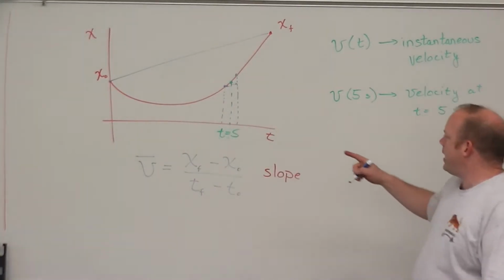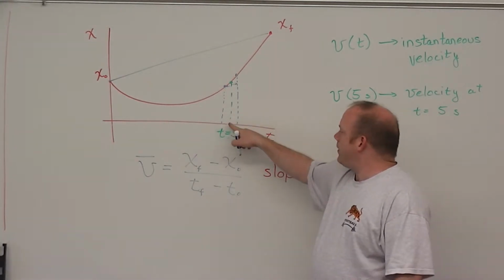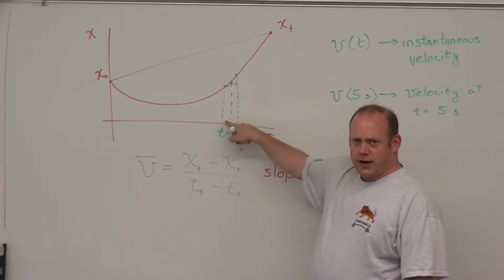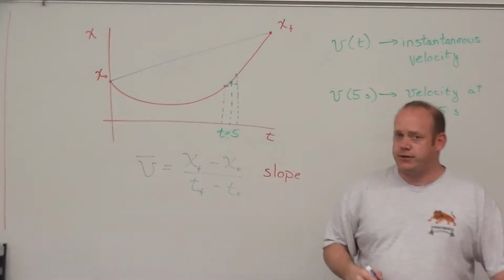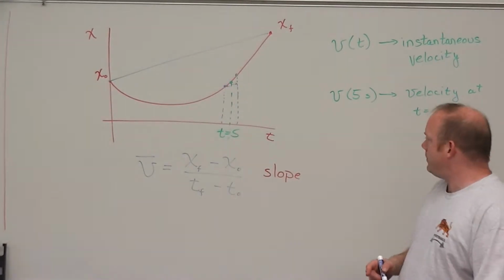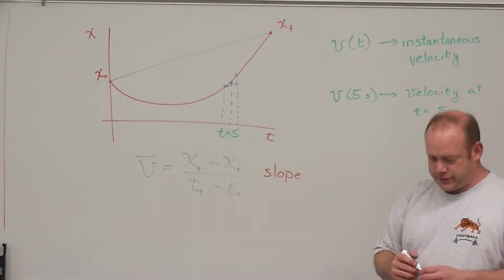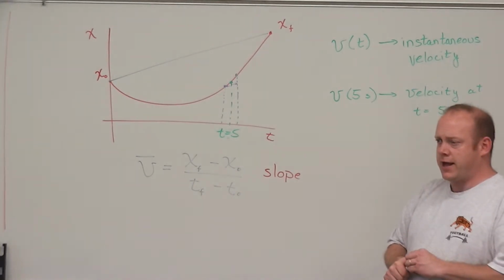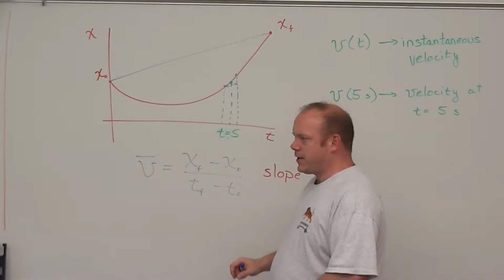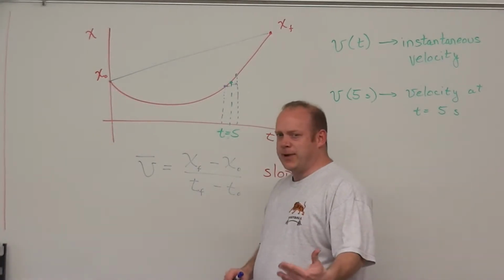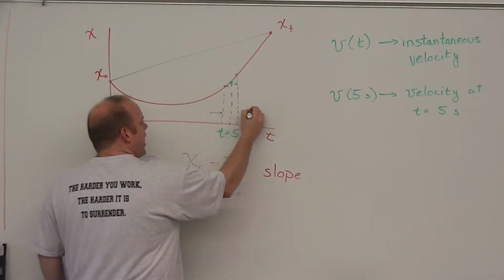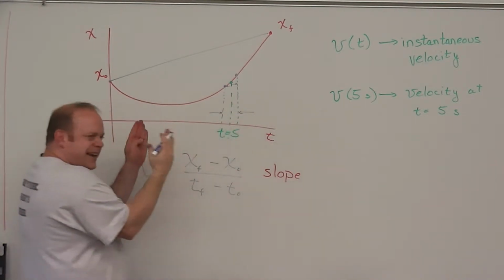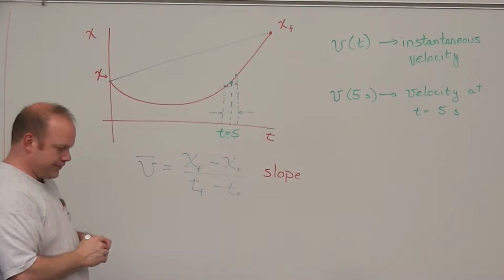I take a look at a little bit before and a little bit after. I look at the position, and that change in position with respect to time, I'd be able to pull out my average velocity over that time period. But it's still not my instantaneous velocity. What I want to try to do is squeeze this down as much as possible. I want to squeeze that interval down as much as possible.